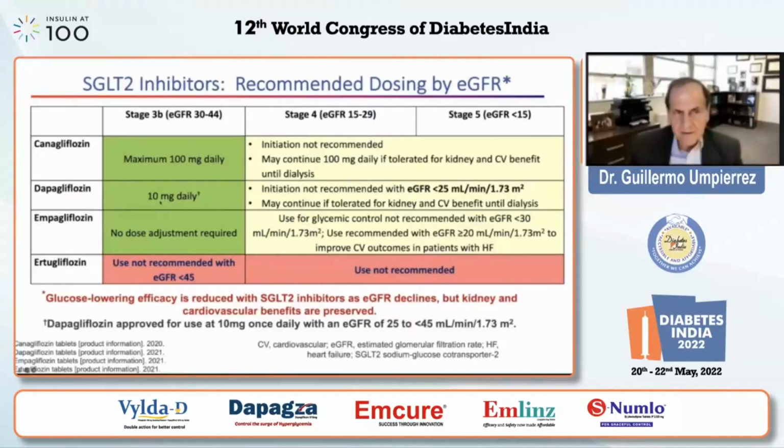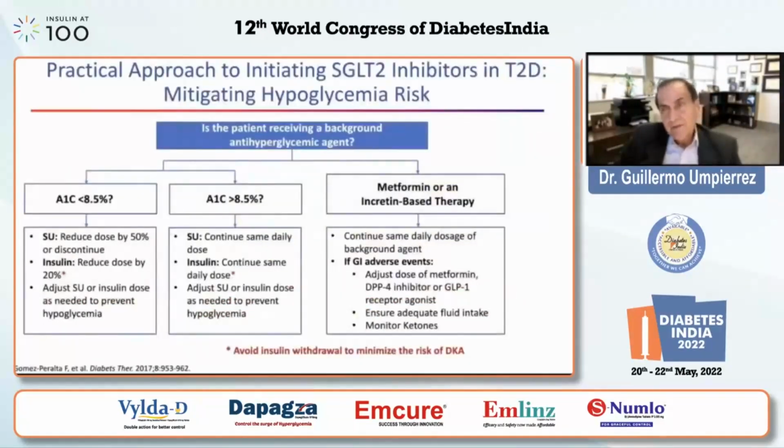With dapagliflozin, we start on 10 milligrams. You can use up to 25. Empagliflozin, you don't need to adjust the dose, and you can use it until the GFR is 30 or above. So these agents, at the beginning, we didn't use them below 45. Now we can use them with a GFR of 30, and one of them even with 25.